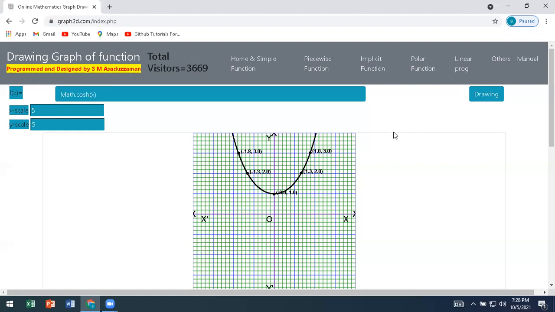So we discuss the rational function graph. For example, x divided by x minus 3. Press the drawing button, we get the rational function graph. We can change the x scale and y scale, then press the drawing button. We get the rational function graph x by x minus 3.